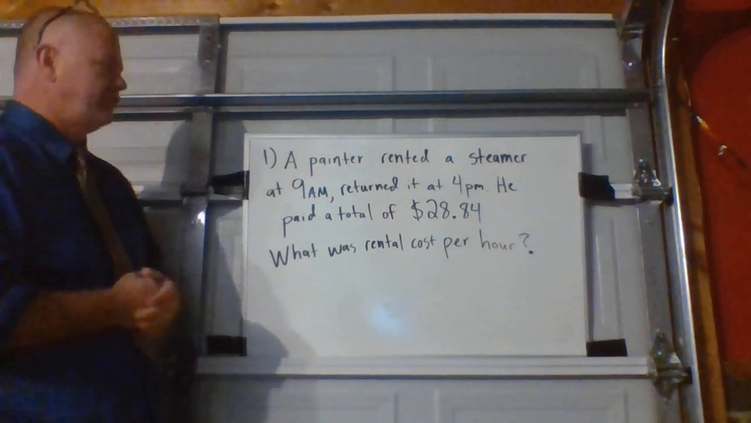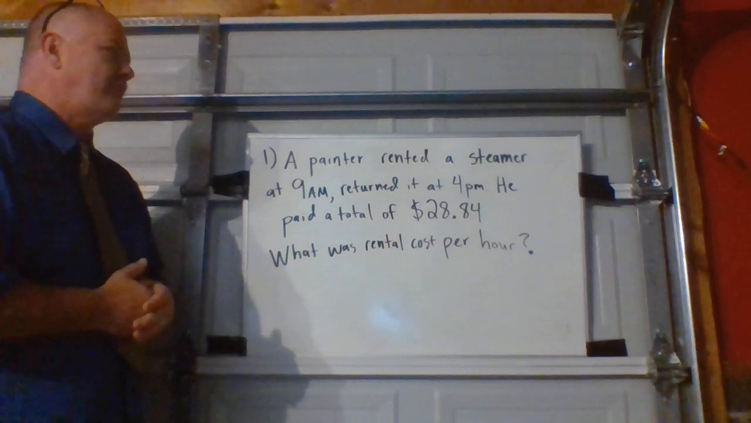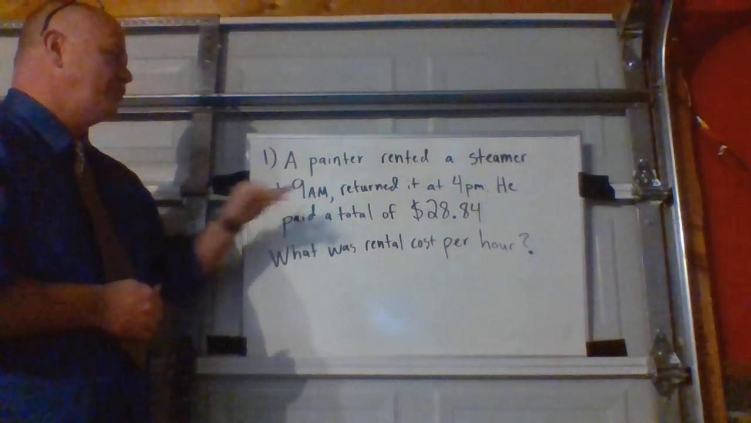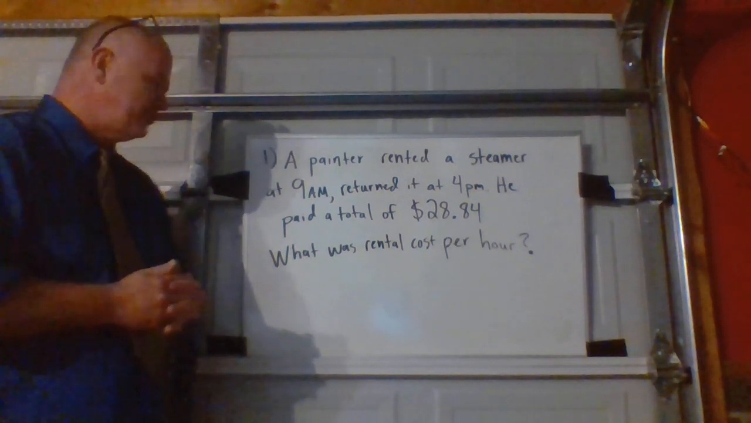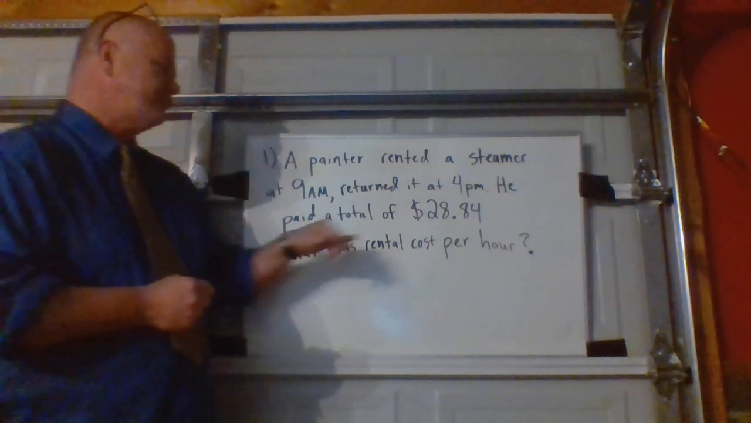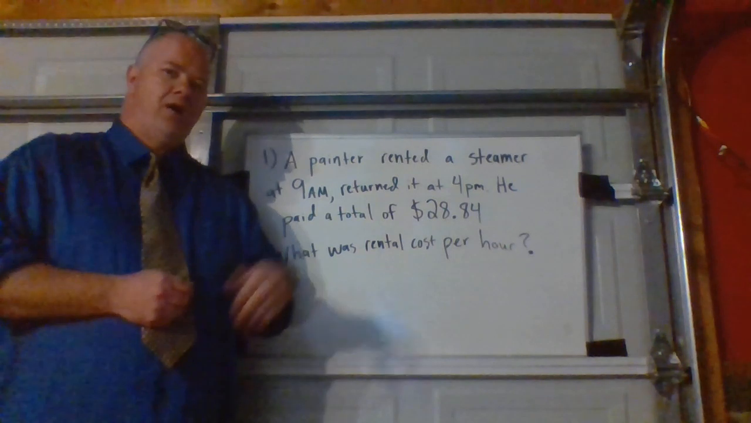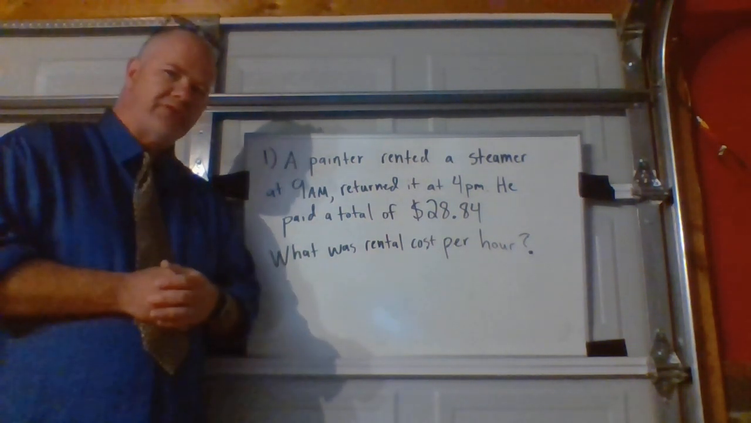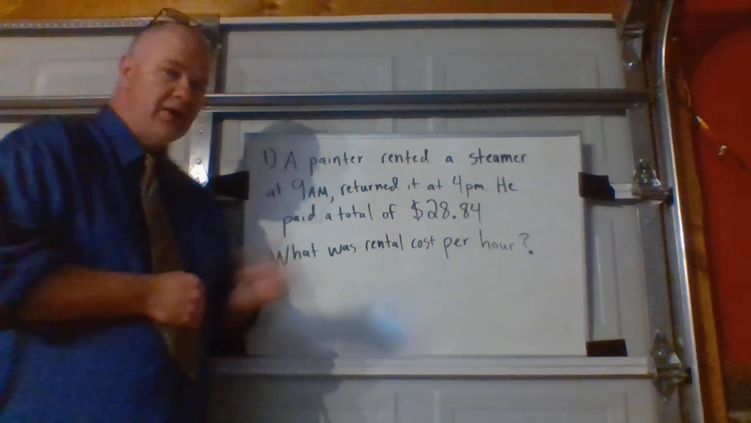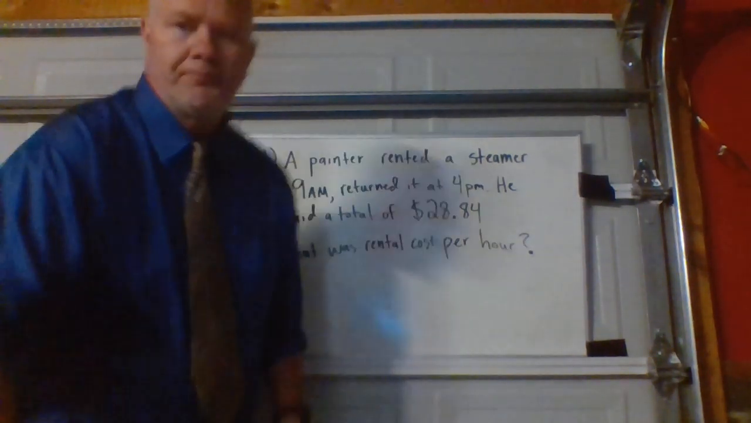The first question, as you can see, says, a painter rented a steamer at 9 a.m., returned it at 4 p.m. He paid a total of $28.84. What was the rental cost per hour? On the original question, it does have multiple choice answers. I'm not going to include those at this point in time for the sake of time. Let's take a look at how to solve this.